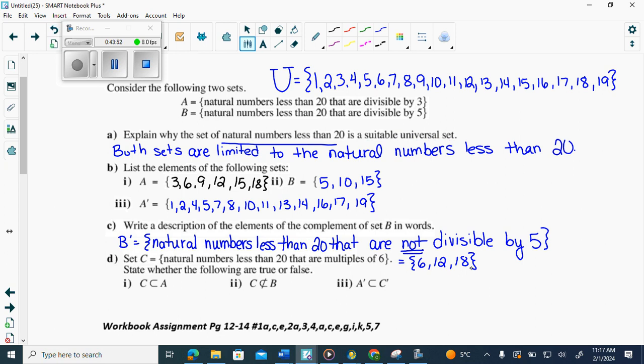Then it wants us to answer this. Is C a subset of A? Is C not a subset of B? Is the complement of A a subset of the complement of C? Try these out. State whether they're true or false.